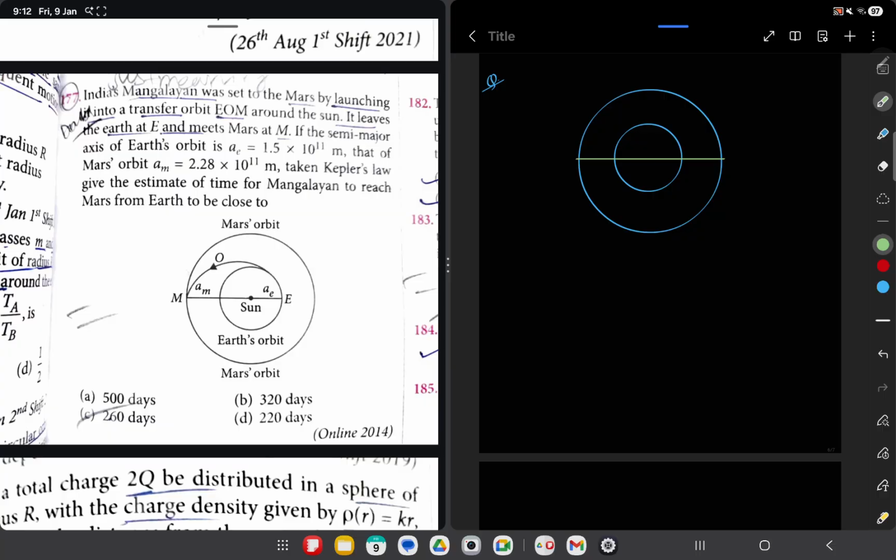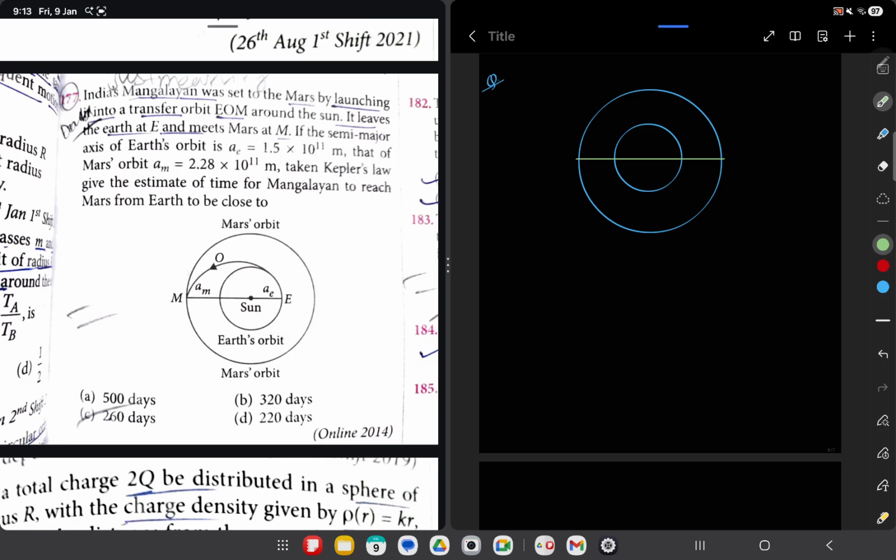So here is a good question. India's Mangalyaan was sent to Mars by launching it into a transfer orbit EOM around the Sun. It leaves the Earth. Earth orbit AE is 1.5 into 10 to the 11 meter, and that of the Mars orbit is 2.28 into 10 to the 11 meter. Then Kepler's law gives the estimated time for the Mangalyaan to reach Mars from the Earth.